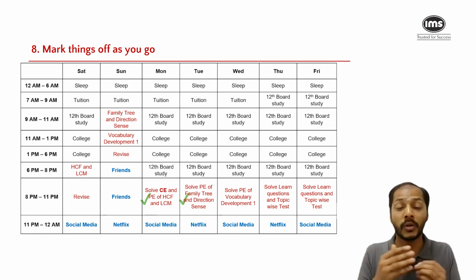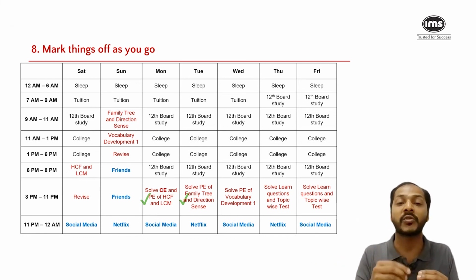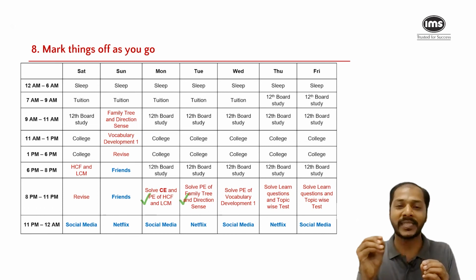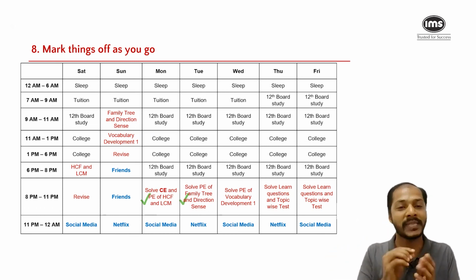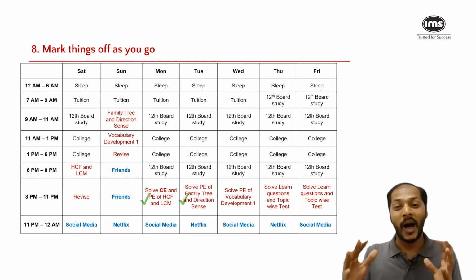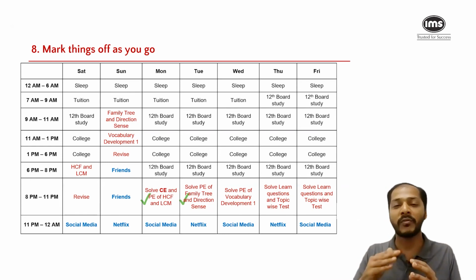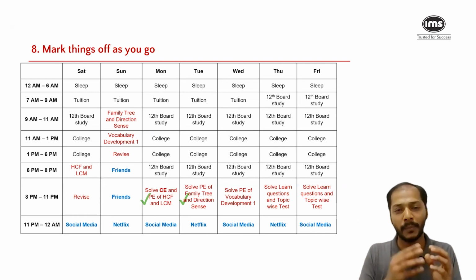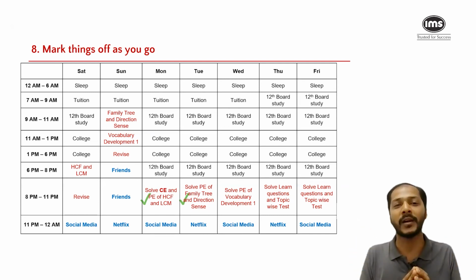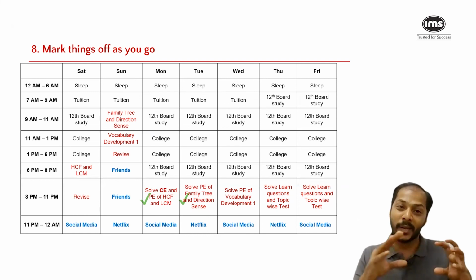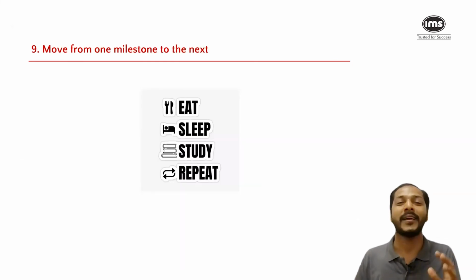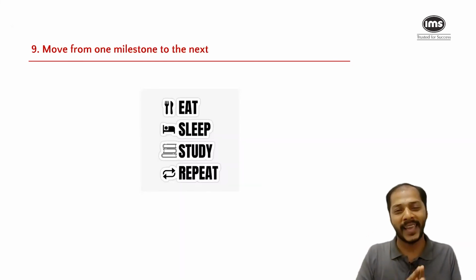As you go ahead, also keep marking which tasks you have actually completed. For example, as you can see, I've marked the solve class exercise and PE, practice exercise of HCF, LCM as green tick. It means I've completed that task. So that way you'll also know how many of the tasks of the week are pending and how many of them have to be carried forward to the next week. This way, if you create an Excel and you keep making a new schedule every week, you'll have a schedule for every week and you'll know what to do the next day when you go to sleep on any day. And this is what needs to be done again and again.